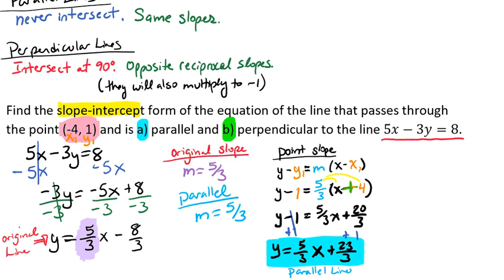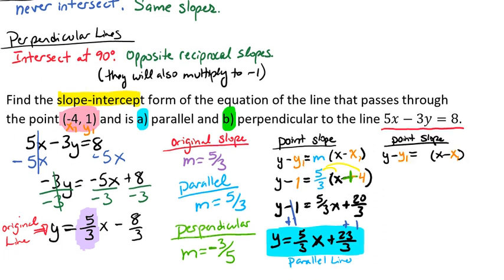So now let's do our perpendicular line. So we'll need a perpendicular slope, which means we need the opposite reciprocal. So the reciprocal of 5/3 is 3/5. And the opposite of a positive 5/3 is a negative 5/3. Now we're still going to use our point slope equation, and we're still going to use our x1 and our y1, but this time our m is going to be our perpendicular m.